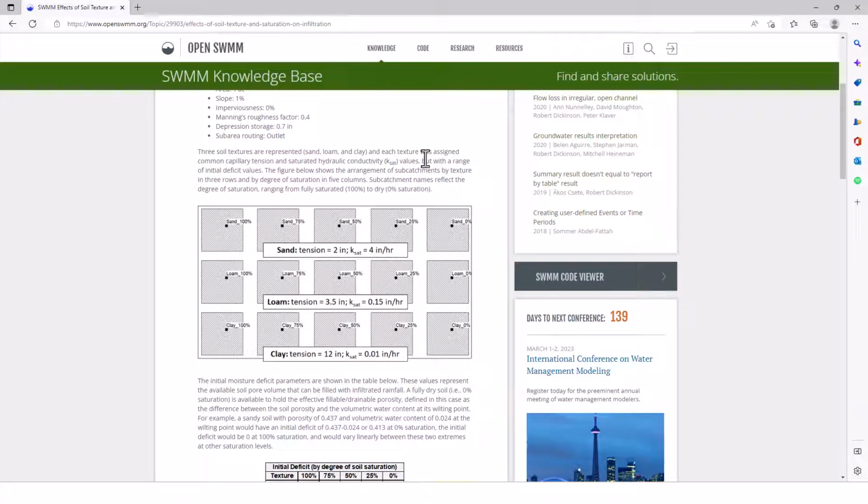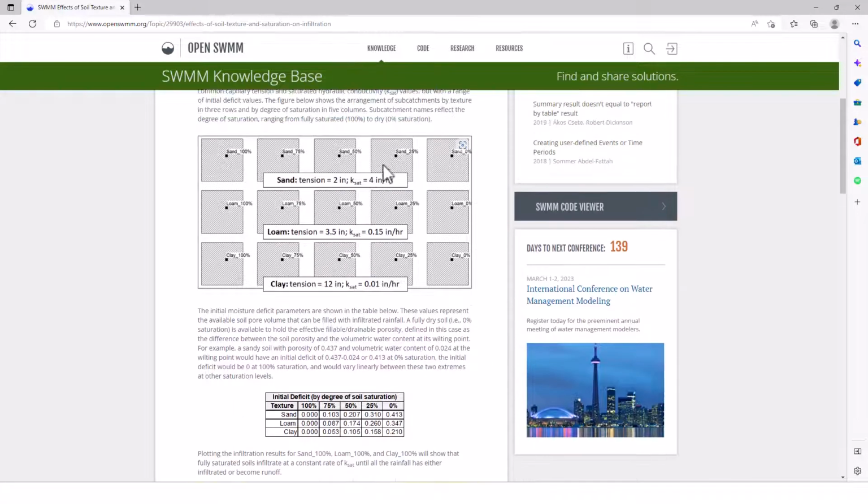3 soil textures are represented, the sand, loam, and clay, and each texture was assigned common capillary tension and saturated hydraulic conductivity, or KSAT, values, but with a range of initial deficit values. The figure below shows the arrangement of subcatchments by texture in 3 rows and by degree of saturation in 5 different columns. Subcatchment names reflect the degree of saturation ranging from fully saturated, so 100%, to dry, 0 saturation.